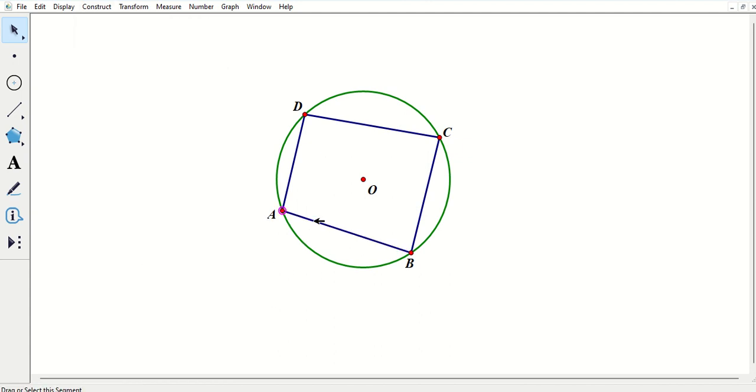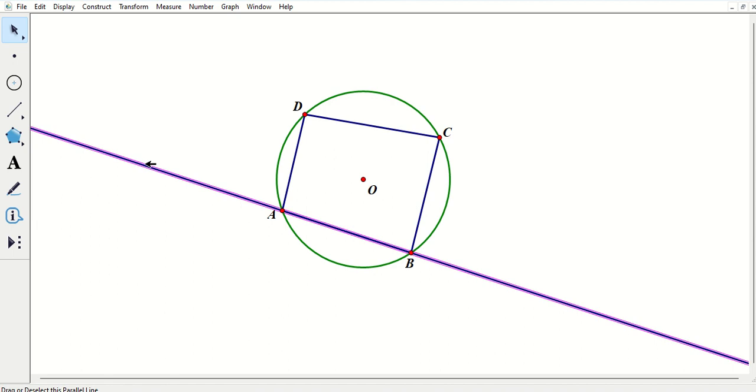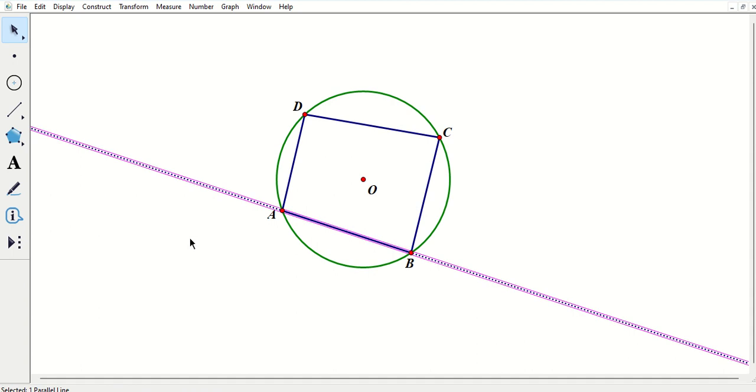I have a line and a point, and I want to construct a line that is parallel. So I've constructed a parallel line here. I'm going to make it a dotted line. So here's my dotted line. Meaning that when I've constructed a line that is parallel to AB and it starts from A, I've just extended this line here.